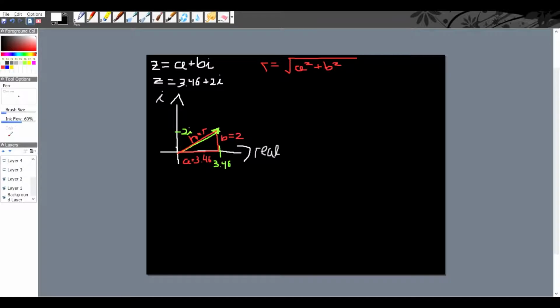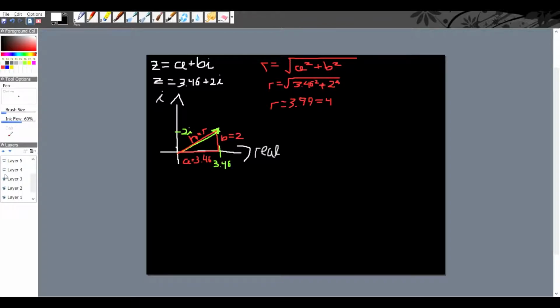And we can calculate it using the Pythagorean theorem, as we form a right triangle here. So the hypotenuse would be equal to r, our distance. And we have both values of a and b according to our rectangular form. So we just calculate using the Pythagorean theorem, as I said. We substitute the values and we get that our distance is equal to 4.